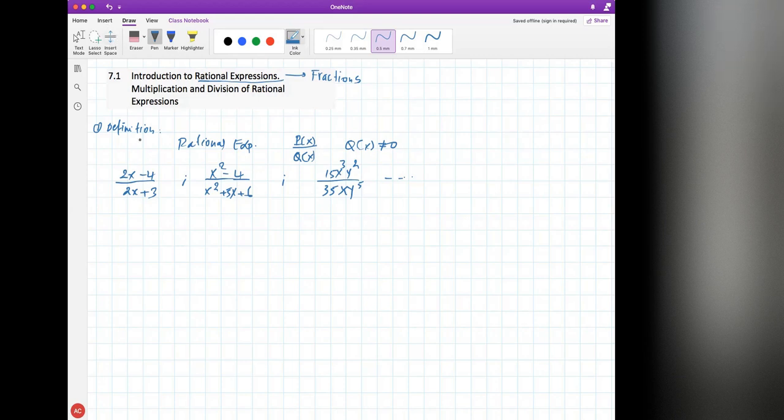So when we have expressions like these, just like we do with the regular fractions, we can add two of them. We can, for example, multiply two of them, divide, do all sorts of operations. We can also simplify them, same way we simplify regular fractions. So let's see how to simplify rational expressions.